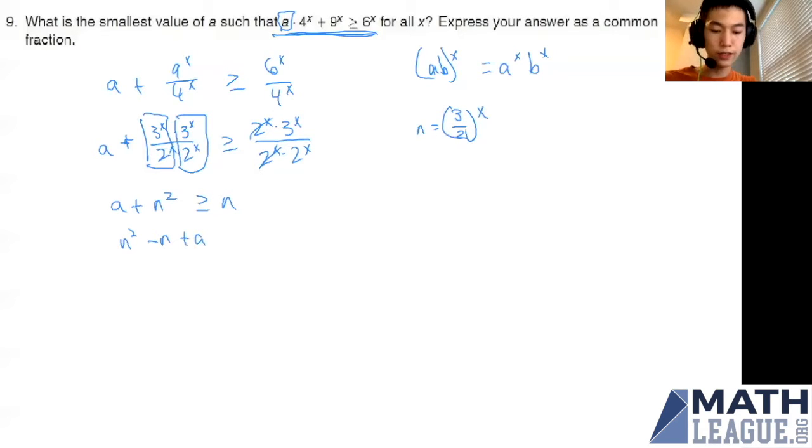And so now we basically see, if n is just any number we pick, this is basically a quadratic now. If this is a quadratic, we want this to be greater than or equal to 0. That just basically means that the tip of the quadratic has to be greater than or equal to 0.